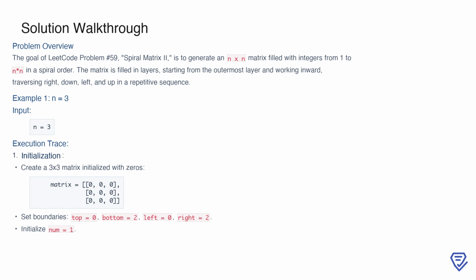For the example where n equals 3, we start by initializing a 3 by 3 matrix filled with zeros. To guide the spiral traversal, we define boundaries, top, bottom, left, and right, which initially cover the entire matrix. We'll also keep a variable number to track the next number to be placed, starting at 1.